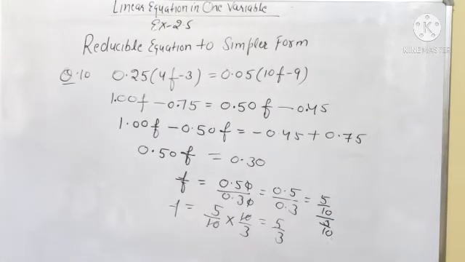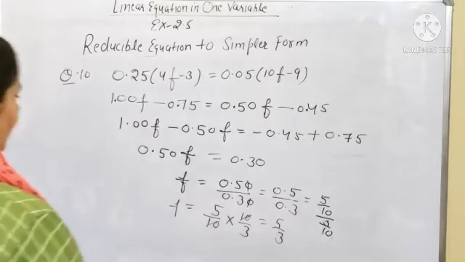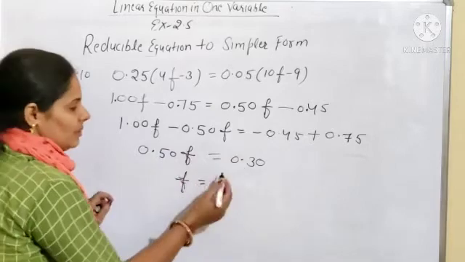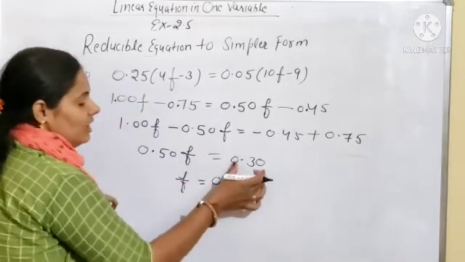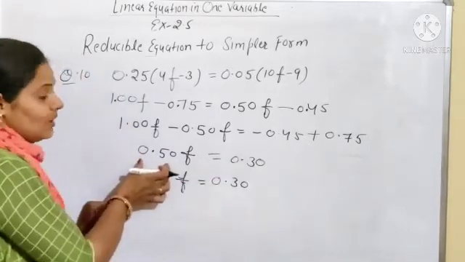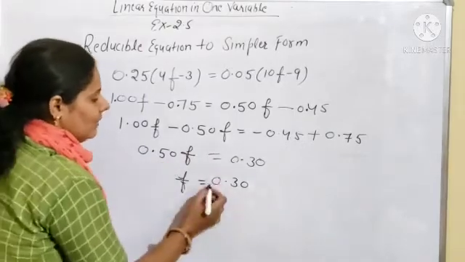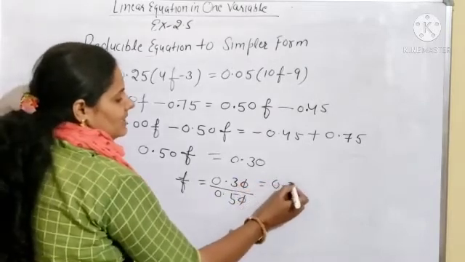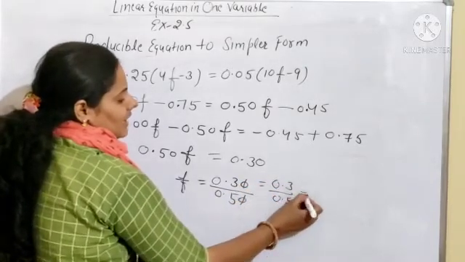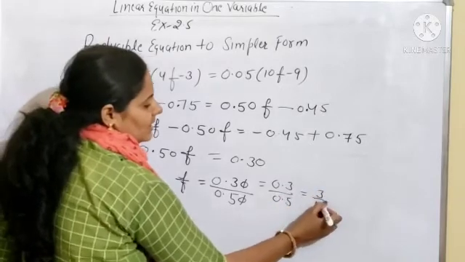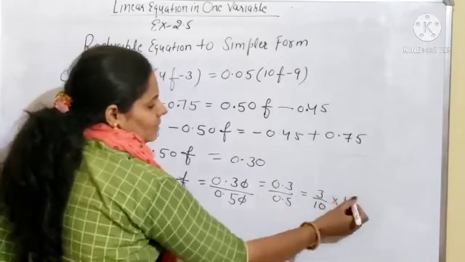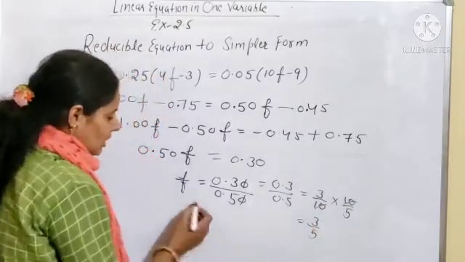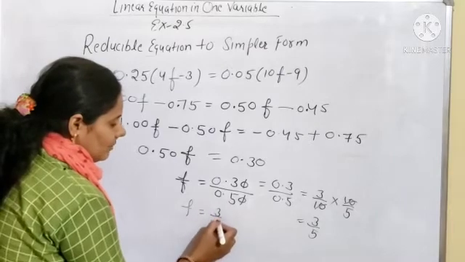Sorry, one mistake. F will be equal to not 0.50 upon 0.30. The right hand side is given this, and 0.50 is in multiplication, beta, so it will come in division. So it will be 0.30 upon 0.50. Now you can cancel out, so it will be 0.3 upon 0.5. And when you are removing the decimal, it will be 3 by 10 divided by 5 by 10. So reciprocal. So what is left? 3 upon 5. Clear? So the value of f is equal to 3 upon 5.